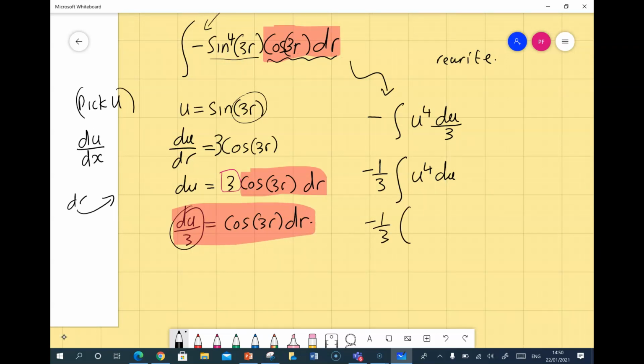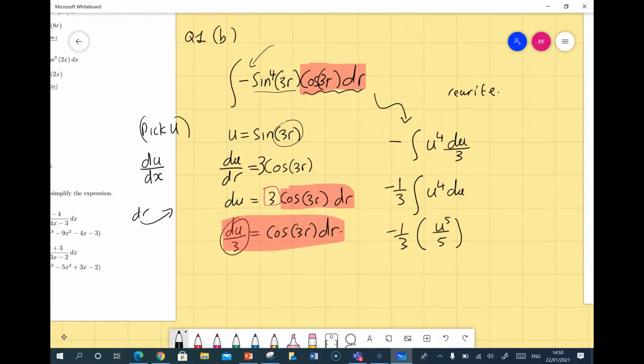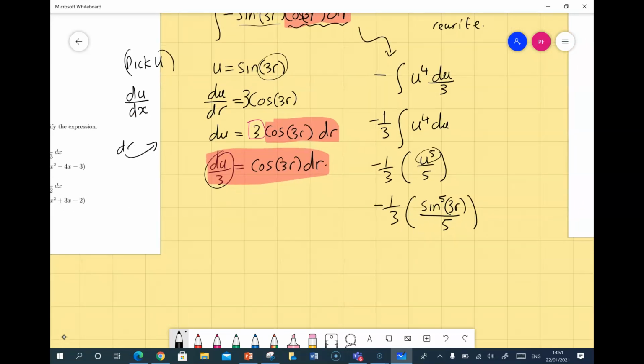To integrate u to the power of 4, increase the power by 1 and divide by the new power. Now we don't have any limits, so might as well just replace what we know. I know u is sine 3r, so minus 1/3. U to the power of 5 must be sine 3r all to the power of 5, but in trigonometry we put our power here. Over 5. Last step for me now is I'm going to multiply in.